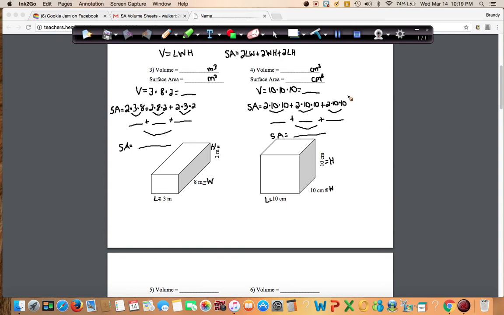Now again, this should be familiar to you from last year, but I want to make sure we have down our basics before we start practicing the harder problems, the triangular prisms and the pyramids and all that stuff. So go ahead, pause the video if you need to. Make sure you have all this written down. Use your calculator, solve the problems, add them up, and write your answers. And we're going to move on.